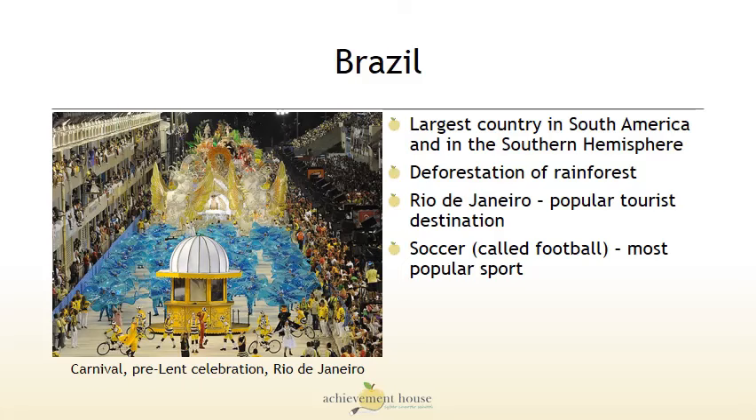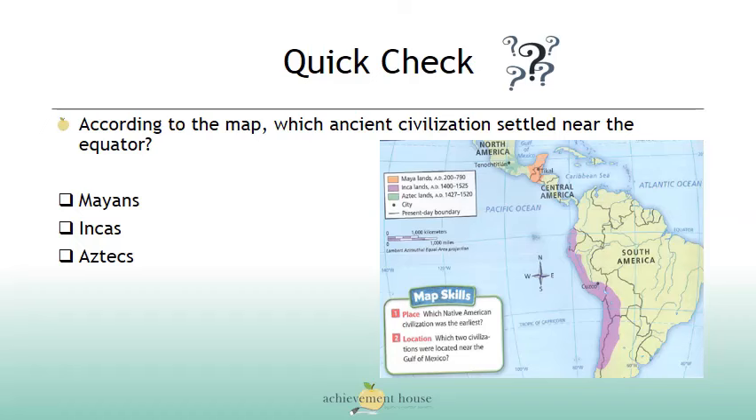Let's do a quick check. According to the map, which ancient civilization settled near the equator? The Mayans, Incas, or Aztecs? Try to locate the equator on this map. If you identified the Incas as settling along the equator, you'd be correct.